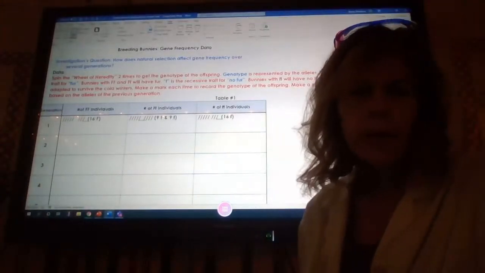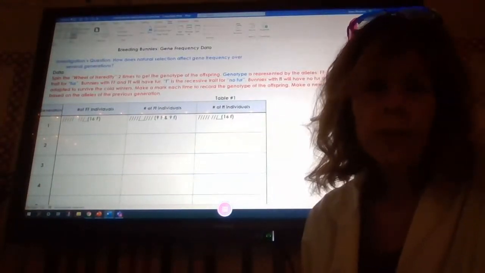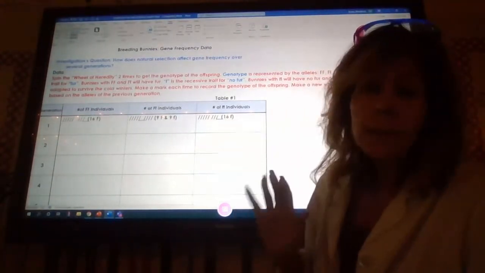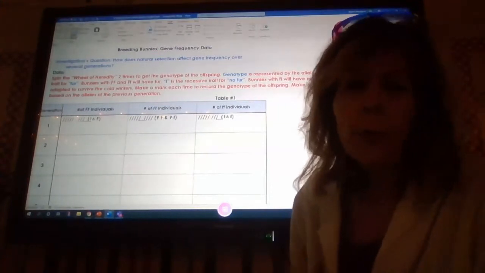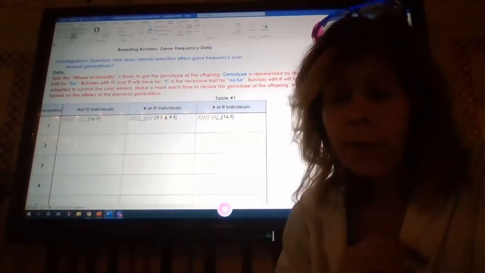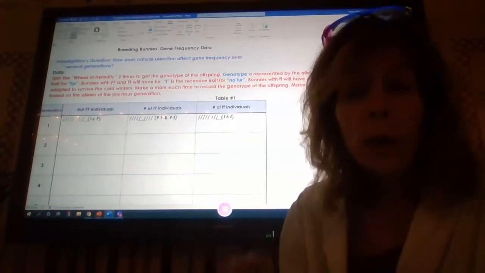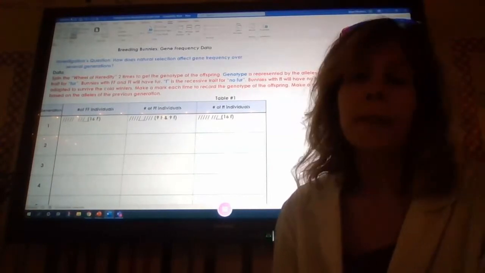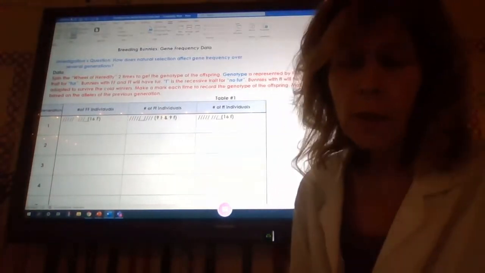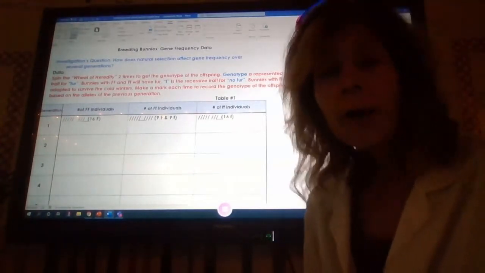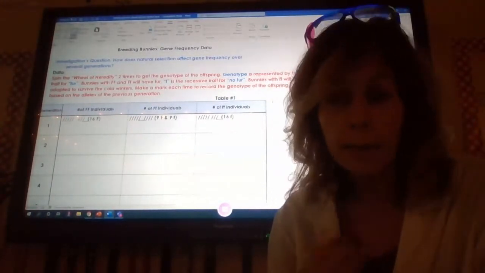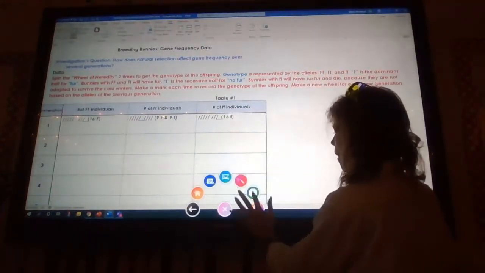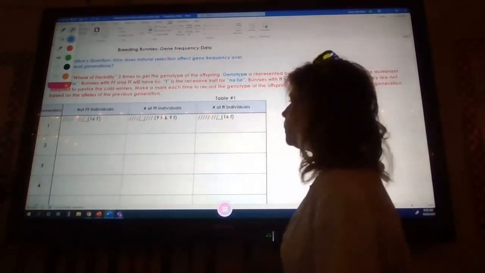Okay, so yesterday you started the breeding bunnies gene frequency data table. And this is some sample data that you may have gotten for generation 1. In generation 1, everybody started the same. You had 25 dominant alleles and you had 25 recessive alleles. And the dominant trait in this case is fur, and the recessive trait in this case is no fur. So here's some sample data that we could have gotten from table 1.